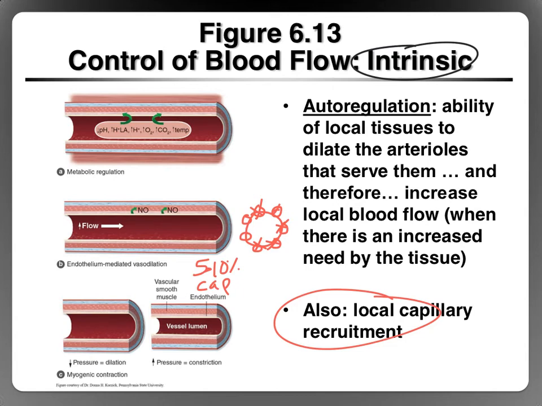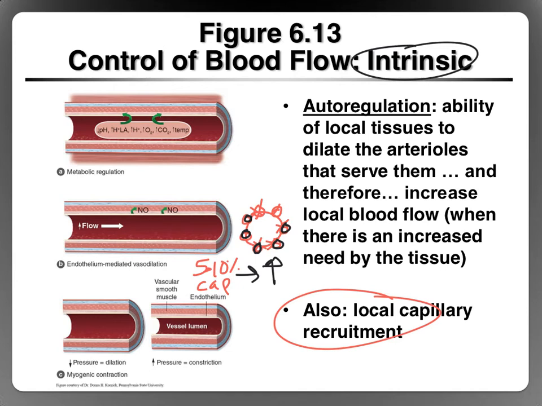So if a muscle tissue is not working, there's no reason to use all of the capillaries. During exercise, what happens, also through autoregulation, is that the capillaries start to open. So during exercise, an increase in the percentage of the capillaries are open. And this is another way that we can get more blood flow to that active tissue.